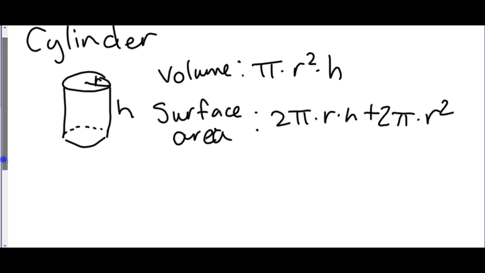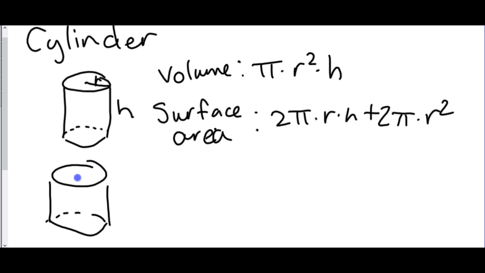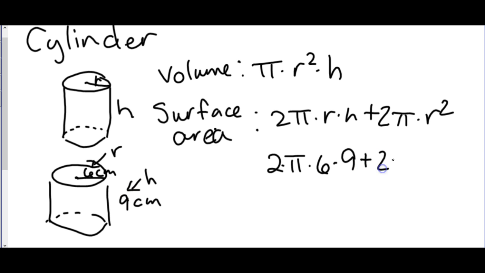So, if I had a cylinder, let's find surface area this time, and it had a radius of 6 centimeters and a height of 9 centimeters. So, finding the surface area, we'd plug each of those in. We know 6 is really the radius, 9 is the height. So we'd have 2 times pi times a radius of 6 times h, which is 9, plus 2 times pi times the radius squared. The radius was 6, so 6 squared.